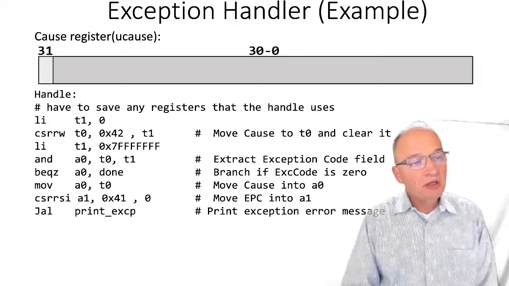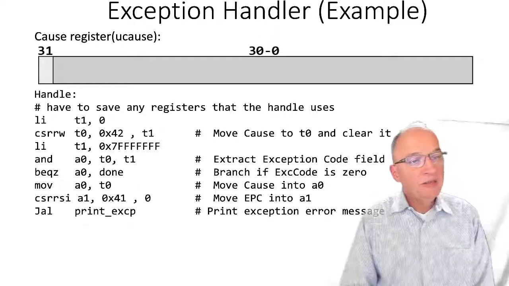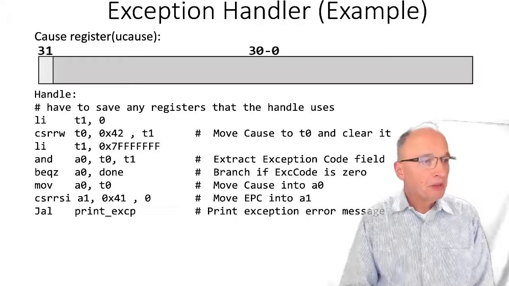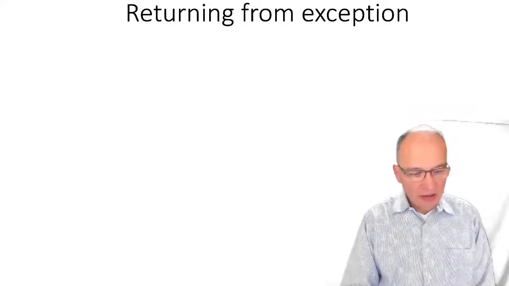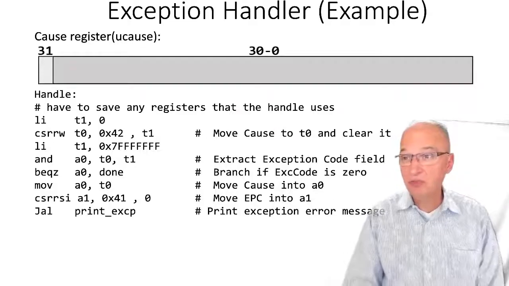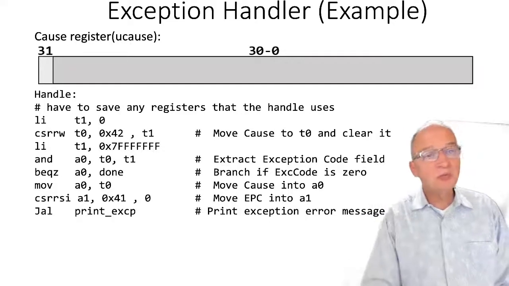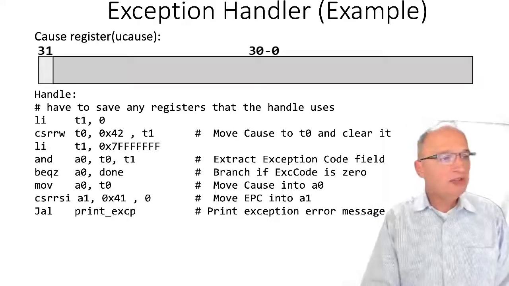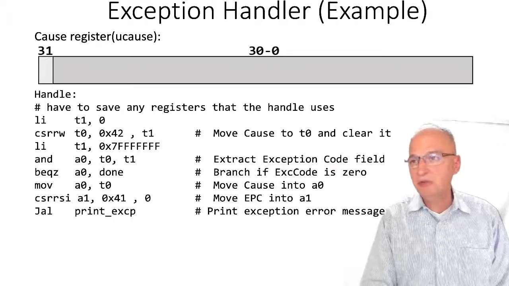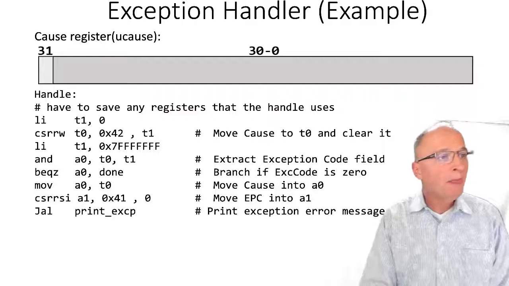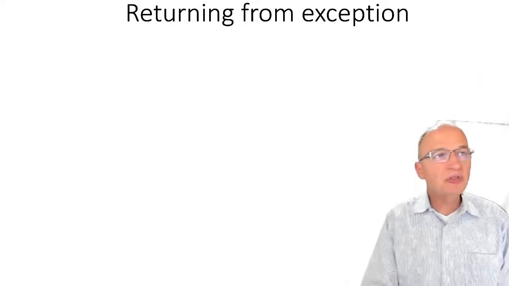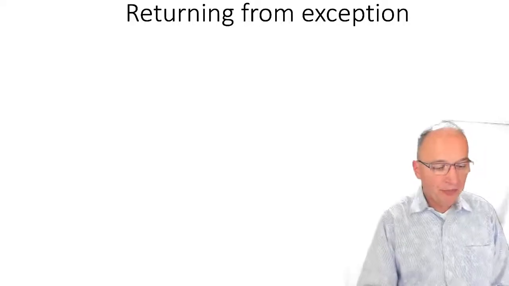And now I'm going to call print, and print will print the exception error messages. And once I have done that, that's all I have to do. Actually, the work that I had to do was to print the cause and the exception, and I have assumed that I have a print exception function that does that. Once I have done that, then the next job that I have to do is to return from the exception.